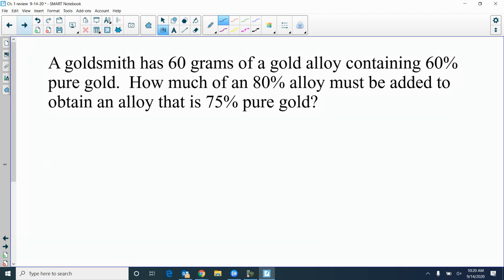A goldsmith has 60 grams of a gold alloy containing 60% pure gold. How much of an 80% alloy must be added to obtain an alloy that is 75% pure gold? Some of you are fine with just creating the equation, but several of you also like a table. So I'll go with the table for this one.